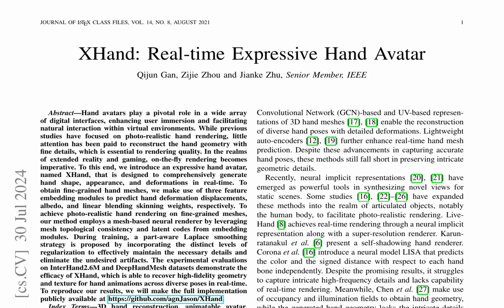Title: XHand. Real-time expressive hand avatar. Abstract. This paper introduces XHand, a real-time expressive hand avatar designed to generate hand shape, appearance, and deformations in real time.